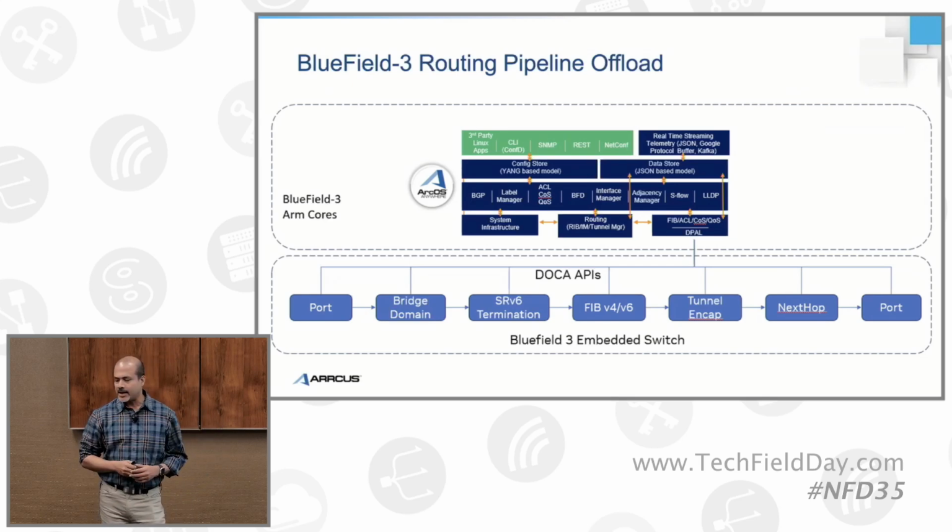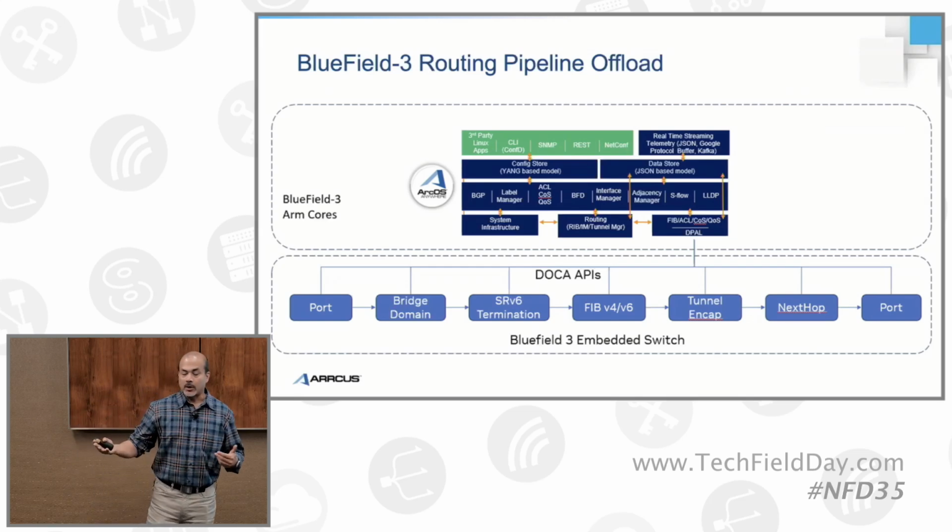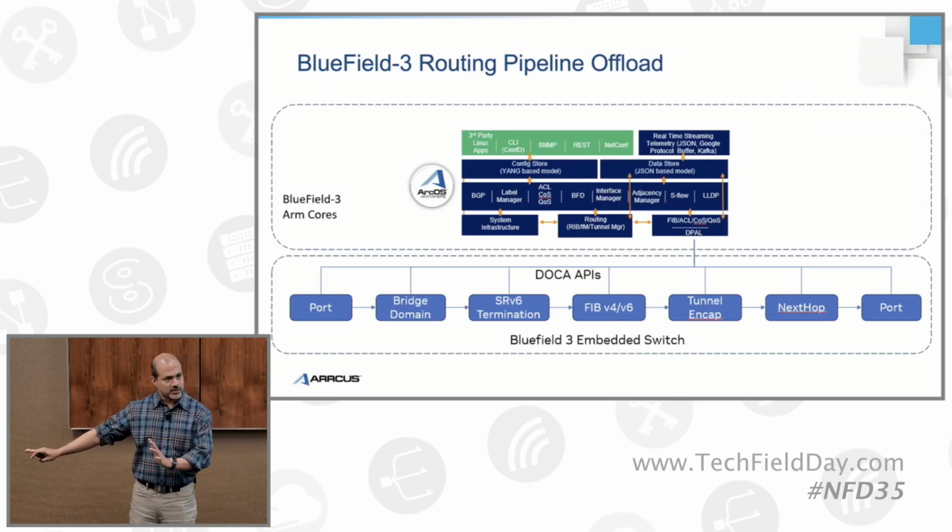So on the screen you see a BlueField 3. You have two blocks. The block at the bottom is an embedded switch that comes as a part of the BlueField 3. It's a completely hardware accelerated pipeline. The block on the top is a bunch of ARM cores that again reside on the BlueField 3 DPU. What we have done at Arrcus is take the Arrcus software and run it in a container directly on top of the ARM cores. That way you don't have to run Arrcus on top of your host CPU, and you can save those cycles for the more interesting stuff.